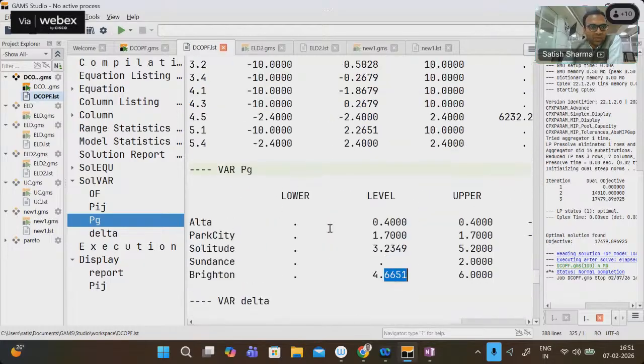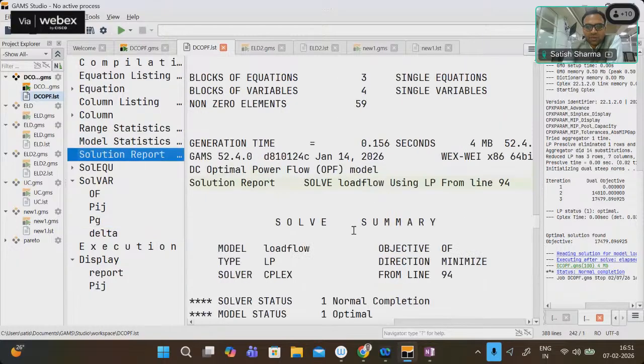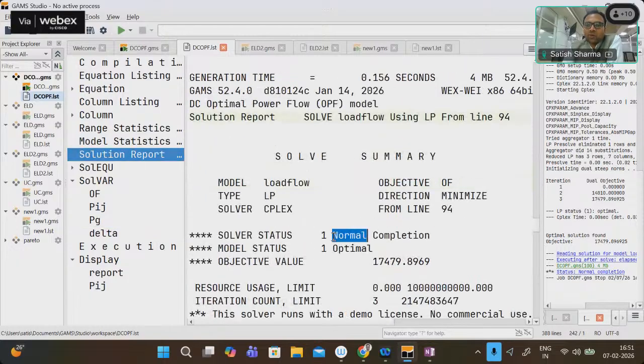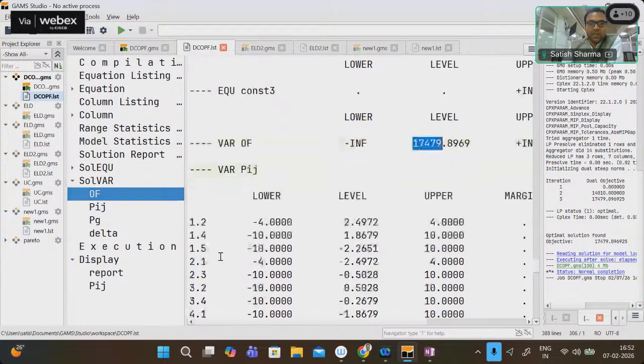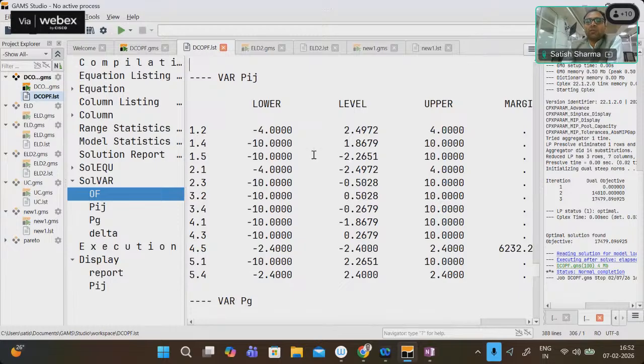Then let me see the solution report as well. It shows normal completion, and as this is a linear problem, instead of locally optimal, the message is that the optimal solution has been obtained. The solve variables give me the value of the variables, like the objective function value. And then Pij, the different power flows. Pij was defined as the power flow between i and j.